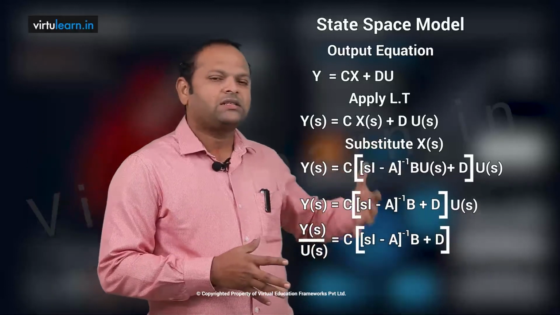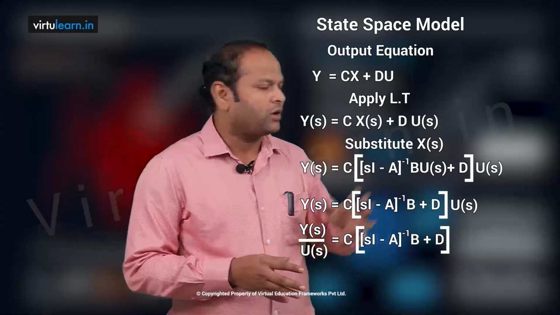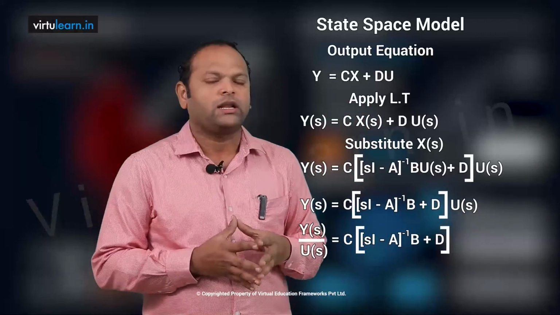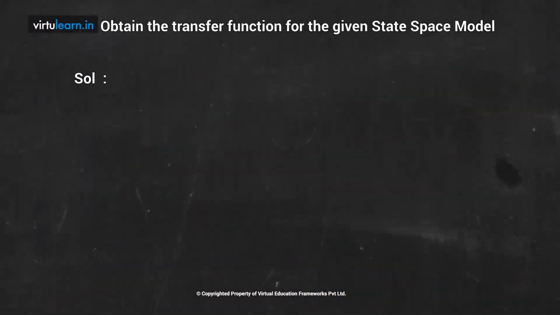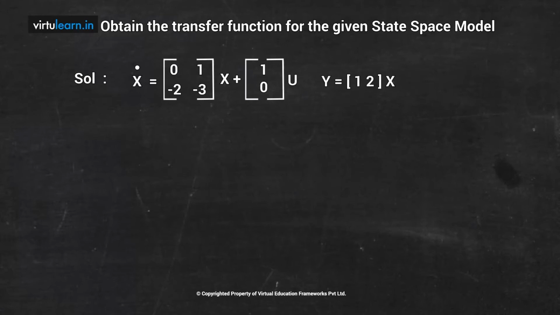Now to understand this, let us illustrate with an example. Look at this example, and the problem statement goes like this. Obtain the transfer function model from the given state space model. So x dot is equal to the A matrix [0 1; -2 -3] x plus the B matrix [1; 0] u, and the output y is equal to [1 2] x. So this is a state model. We need to convert it into a transfer function model.